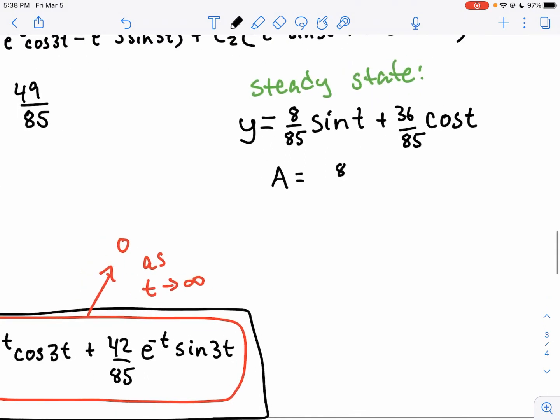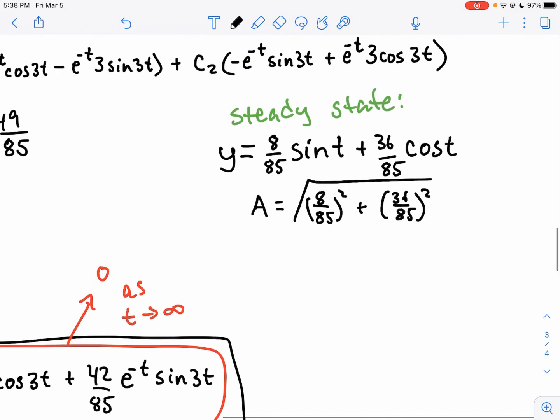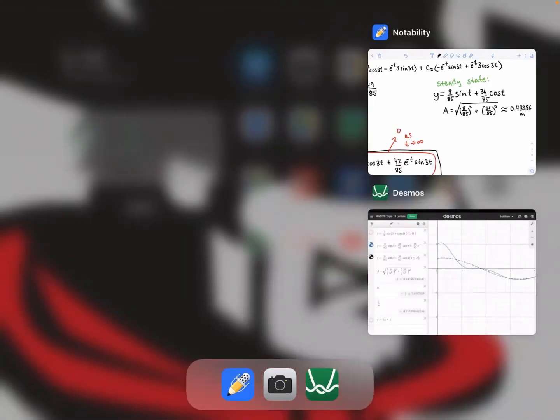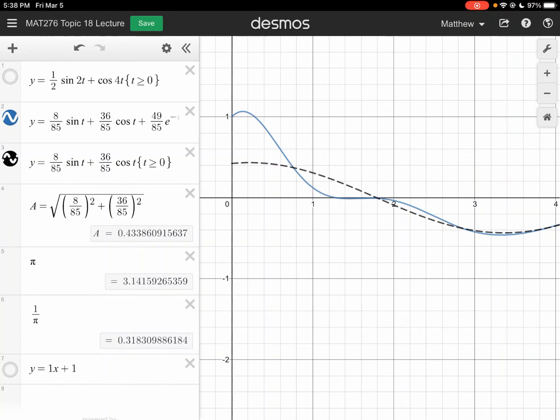And so we have the square root of 8/85, that needs to be squared, plus 36/85, that needs to be squared, and then we do the square root of all that, and we get approximately, and I did this in Desmos already, so we should have this calculated already, about 0.43386. And this unit would be in meters. I'll show you that. Calculation was done right here in Desmos. You can see it already.